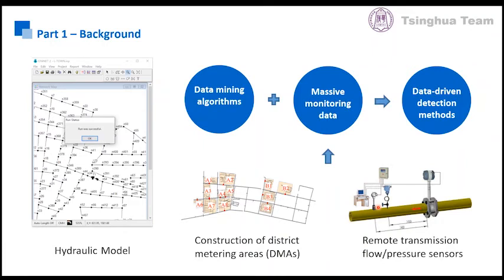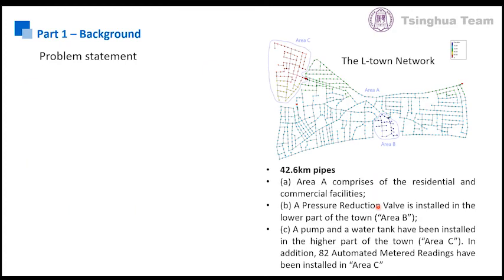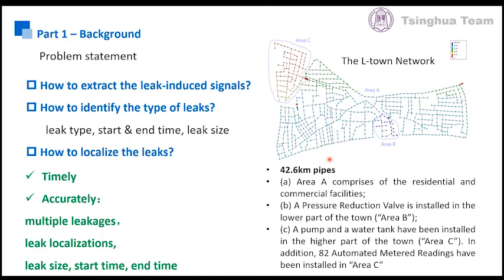Focus on the battle theme. The Areatown network with hydraulic model and sensors are given in this battle. The challenge for the Areatown water utility is how to pre-detect specific pipe leakages as fast as possible over time. In short, 3 questions need to be solved. First, how to extract the leak-induced signals. Second, how to identify the type of leaks. Third, how to localize the leaks.